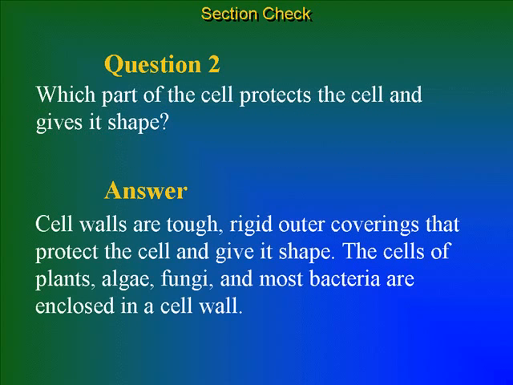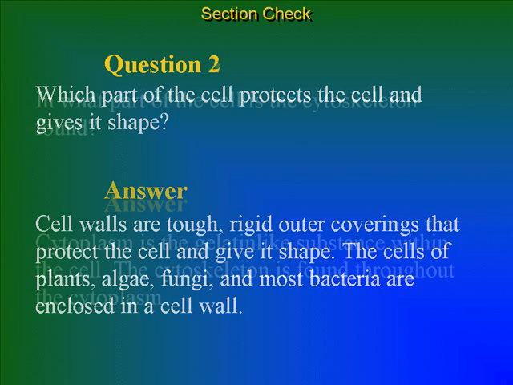Alright, question 2, which part of the cell protects the cell and gives it shape? Cell walls. Remember, these are hard, rigid coatings that give it a shape and structure, make it a lot stronger than it would be normally. Animals do not have these. This is why we're limited in how big we can get versus trees. I know Mr. Cosper's tall, but he's not the size of an 80-foot redwood tree. So he can't be any taller because he has no cell wall.